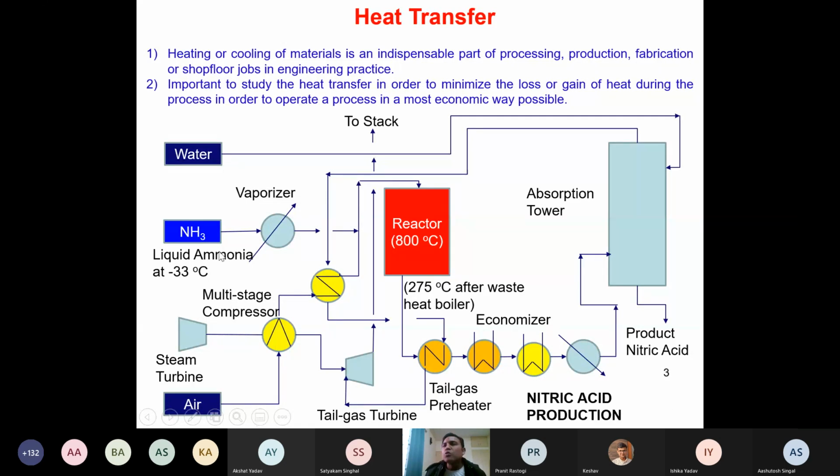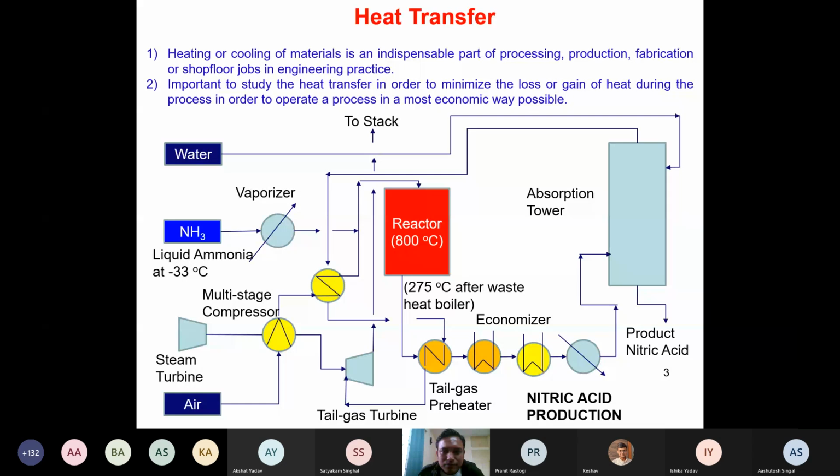So here you can see we start with the refrigeration, then a very high temperature is generated in the reaction, and the heat generated is recovered through the preheater, economizer, and heat exchangers. So clearly you can see a simple process of nitric acid production also has so many heat transfer units associated with it, isn't it? So clearly the heat transfer is extremely important in process applications.